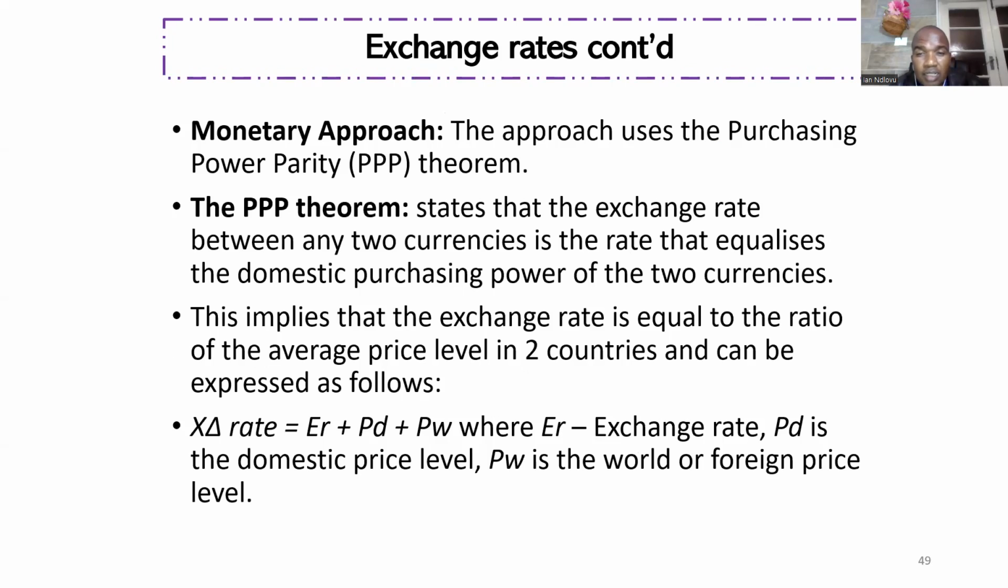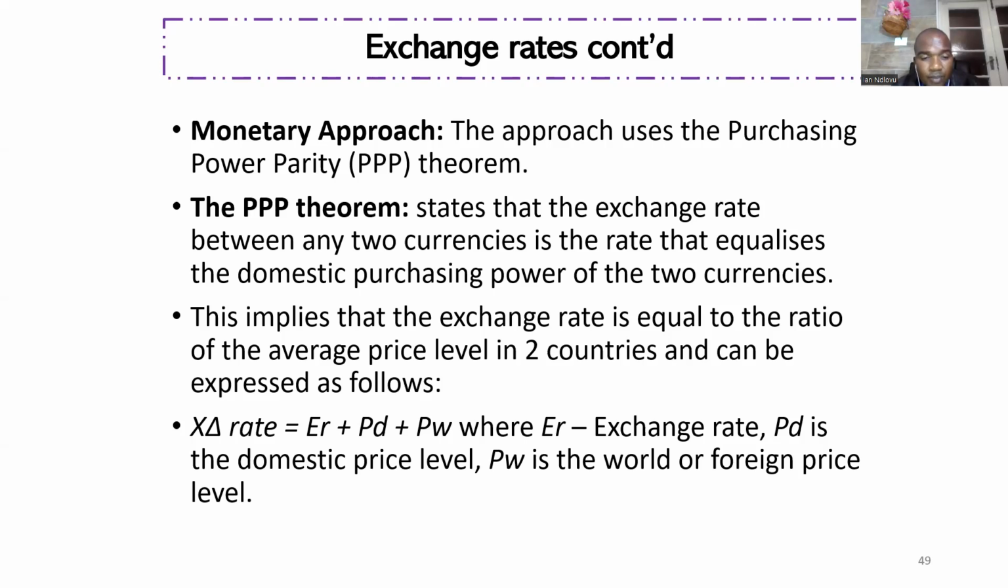And then we've got the monetary approach, which is also called the purchasing power parity theorem, which states that the exchange rate between any two currencies or between any two economies is the rate that equalizes the domestic purchasing power of the two currencies. This implies that the exchange rate is equal to the ratio of the average price level in two countries and can be expressed as follows. ER, the exchange rate, equals PT, the domestic price level, plus PW, the foreign or the world price level. This is just a generic formula.